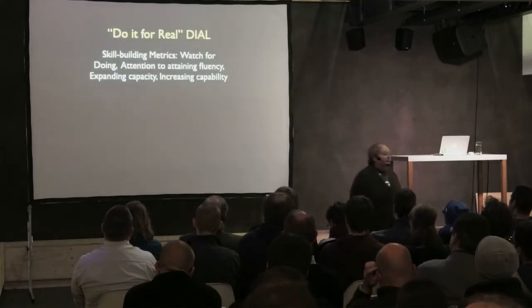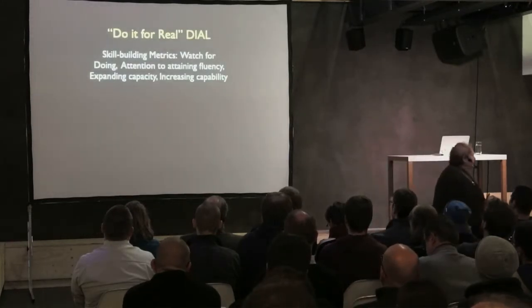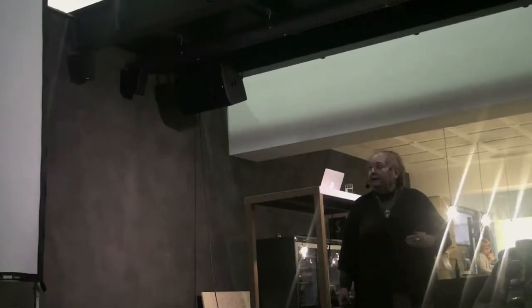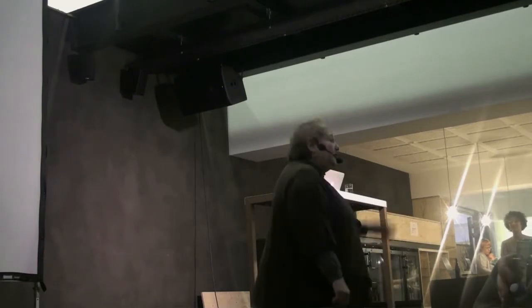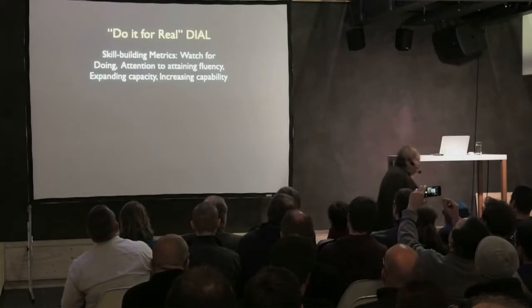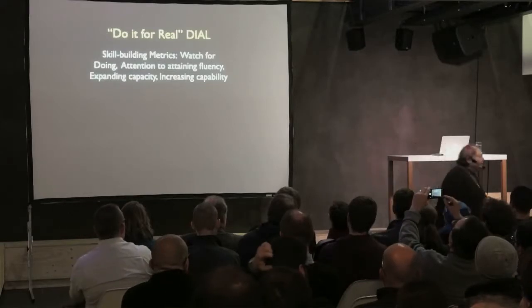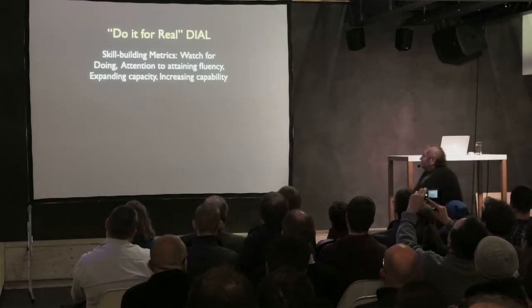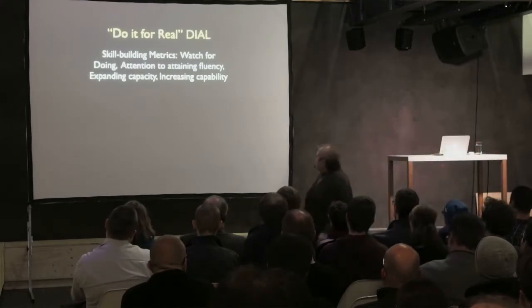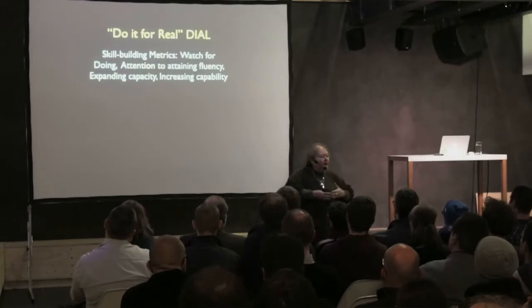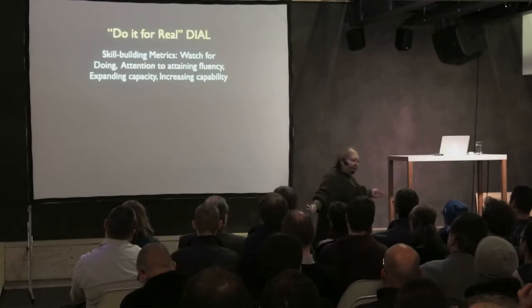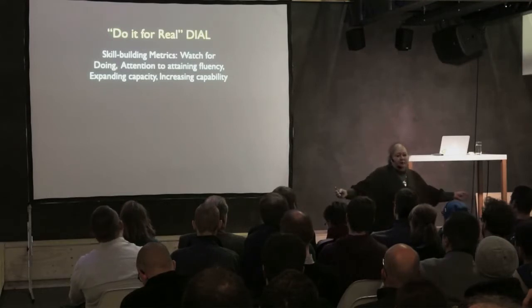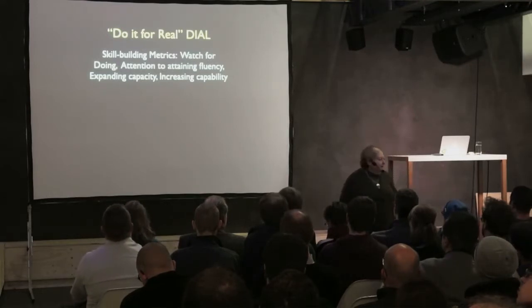So the dial here is skill building. How are we doing at getting better at the thing we want to learn? So we watch for: are we actually doing it? Are we practicing with our backlog? Do we look at it over and over again? Do we see if we've moved things up or down? Are we paying attention? Are we looking for our capacity and our capabilities to grow? How do we tell when that's happening?